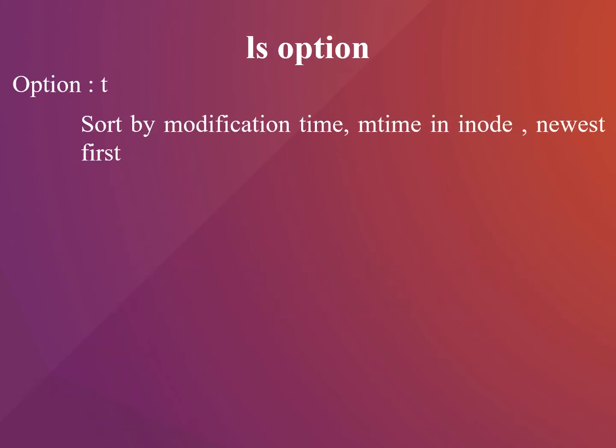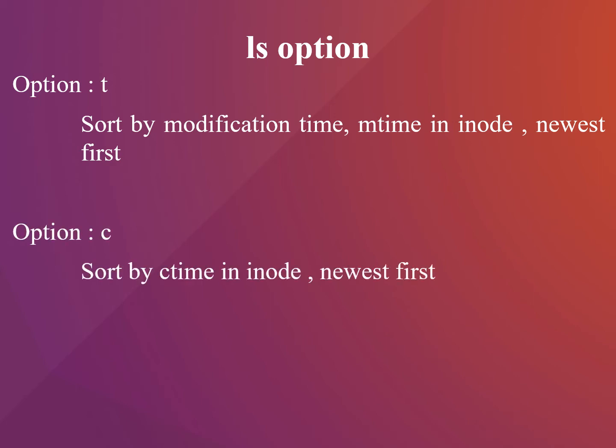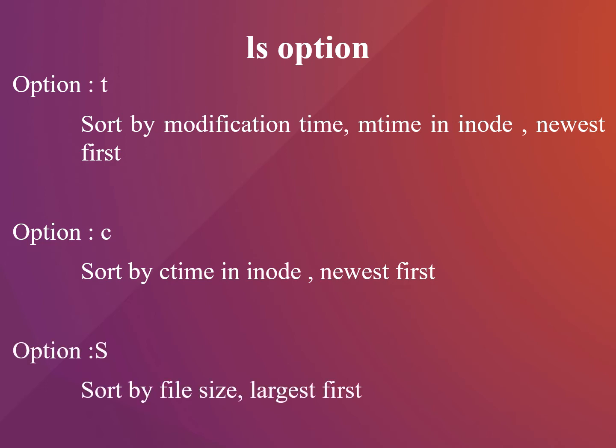Option -t. Sort by modification time. It is the mtime in the inode. Newest first. Likewise, we have option -c. When long listing format option -l is being used, print the status change time, which is the ctime in the inode, instead of the modification time. Then we have option -S. This option sorts files by file size, largest first.